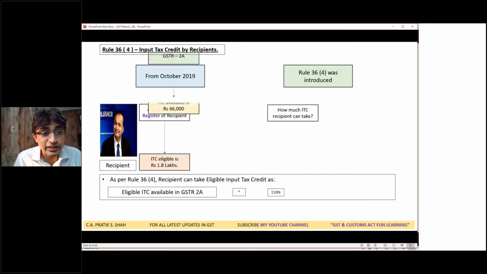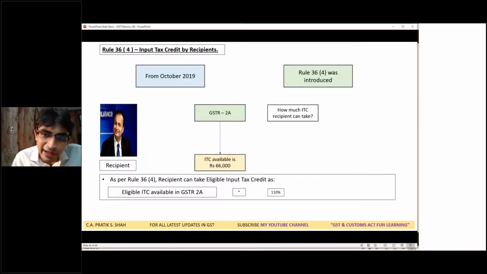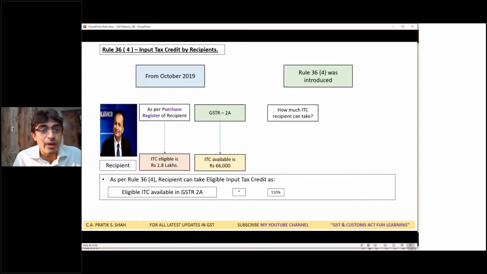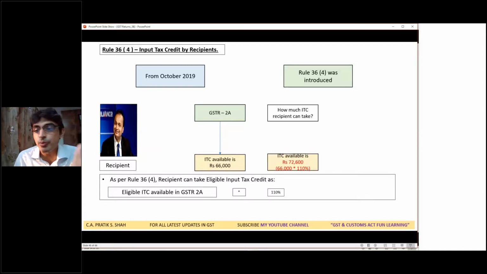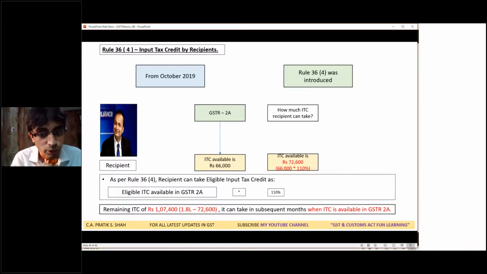Okay, what is there in your 2A? 66,000. Ignore your purchase register. Whatever actual is there, you have to ignore. Whatever is there in your 2A, 66,000 into 110%, 72,600 only. So whatever actual 1,80,000, forget it. How much is there in your 2A? Into 110%, only 72,600. Balance ITC you can take subsequently, when it will be available in your tool. Clear? So this rule is there.